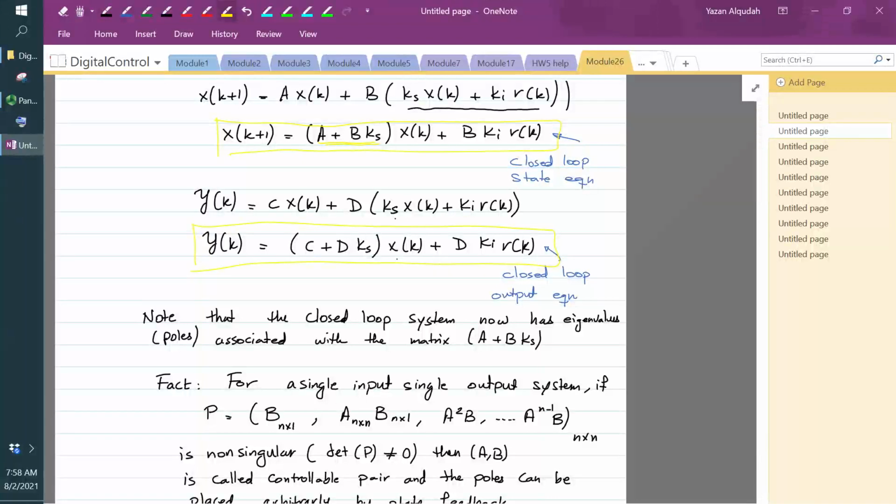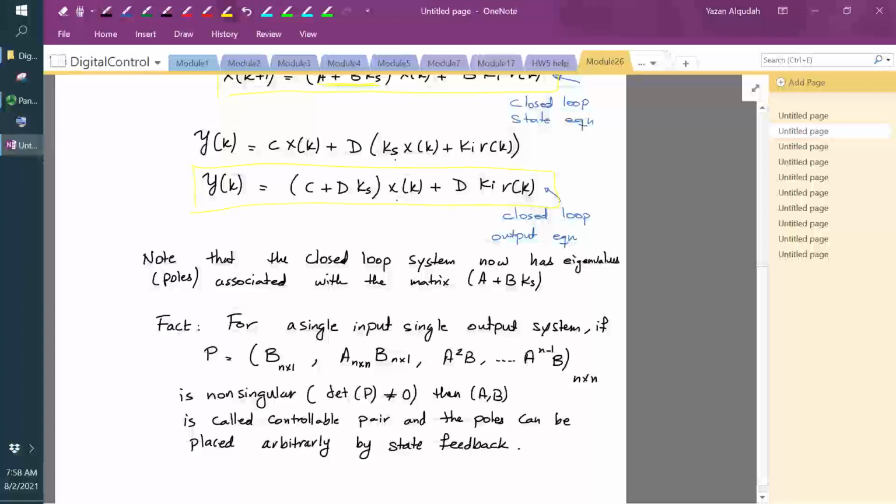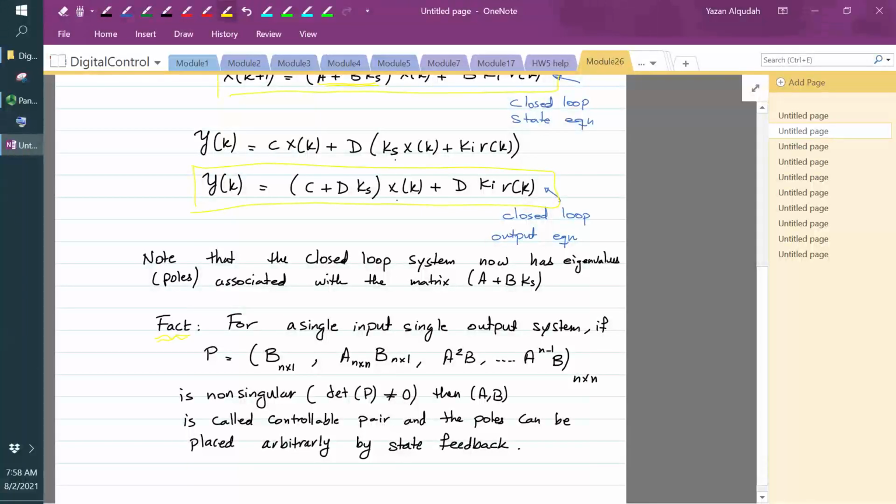Now why is that important? Okay, so let's look at a fact that we're going to need in order to understand the importance of this.